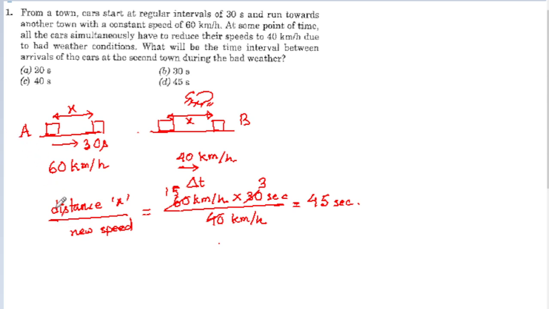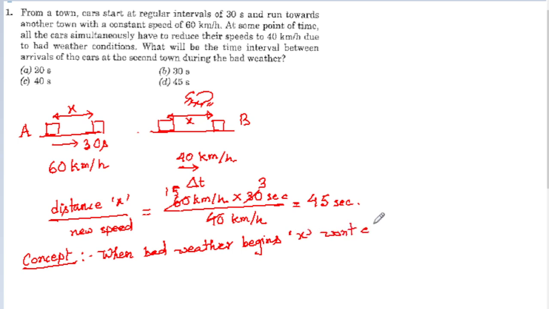So the concept used in our question is this: when bad weather begins, x won't change, as their relative velocity is still zero.